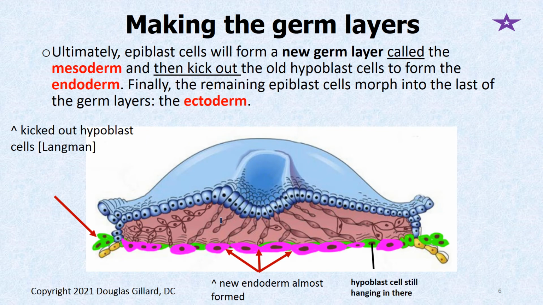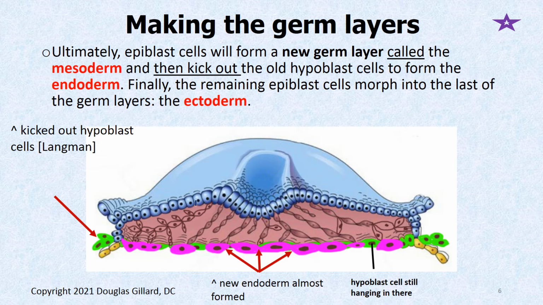Here's a better picture of that. So we can see these modified epiblast cells, just mesenchymal cells at this point. Remember, if they got exposed to high levels of BMP, they went all the way down, kicked these original hypoblast cells out of there, and took over and became the first germ layer, which is the endoderm. And then the mesoderm was built here in the middle because they're exposed to low levels of nodal.